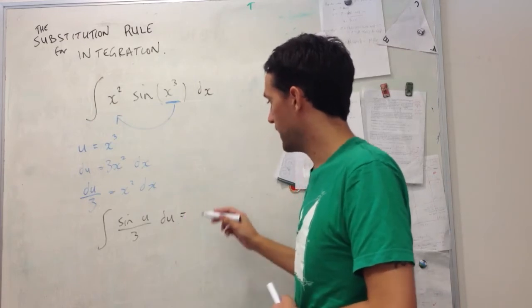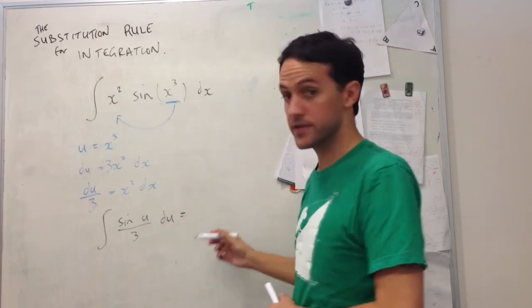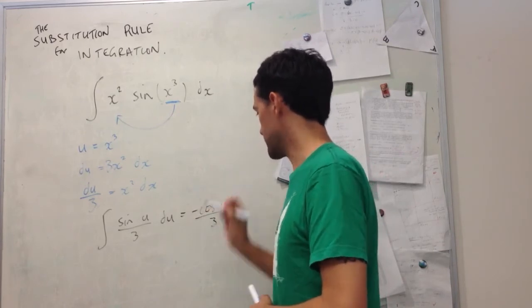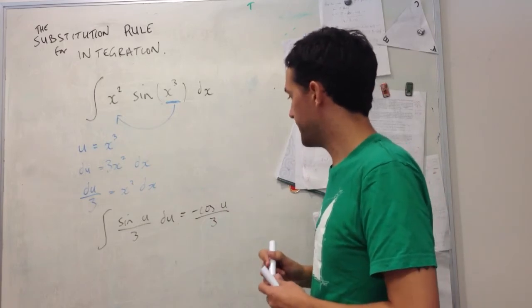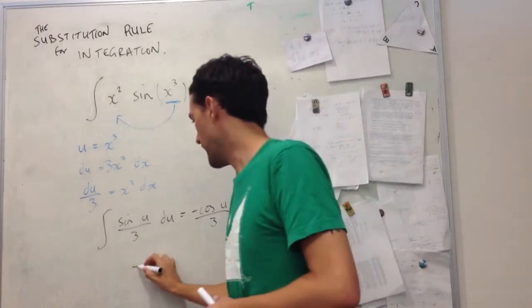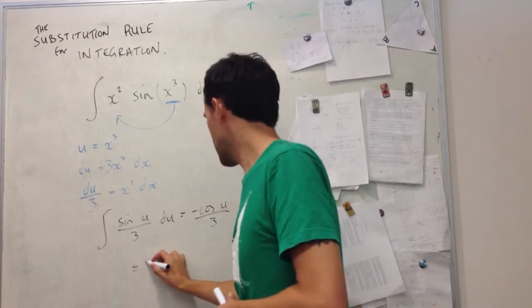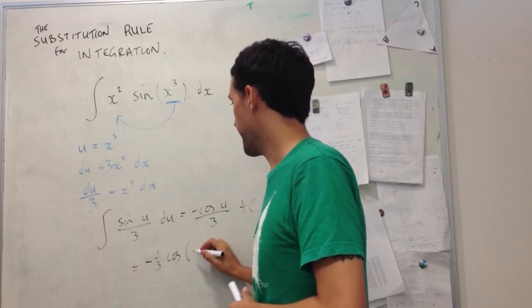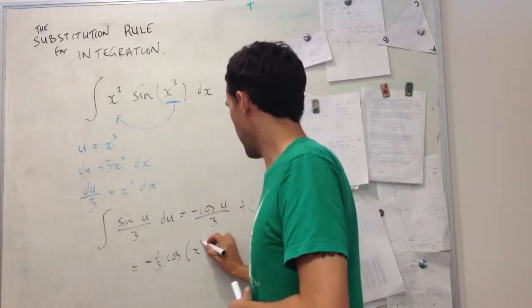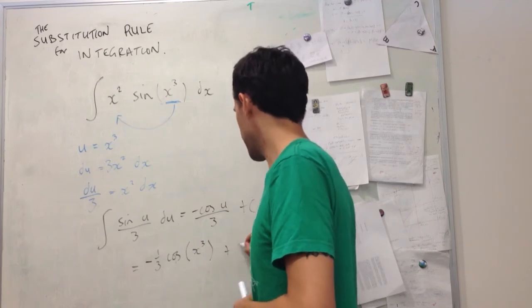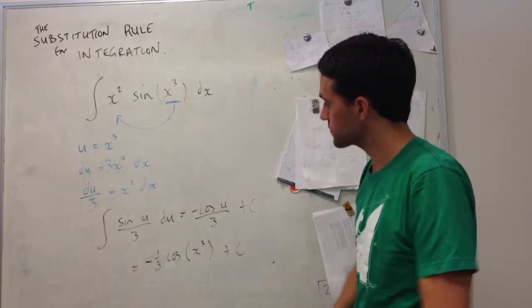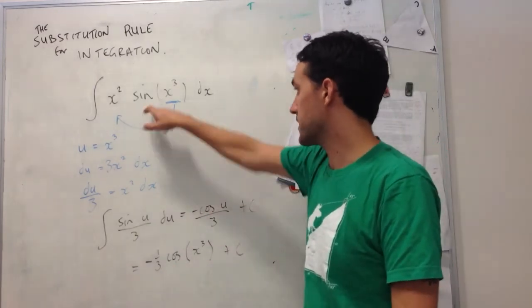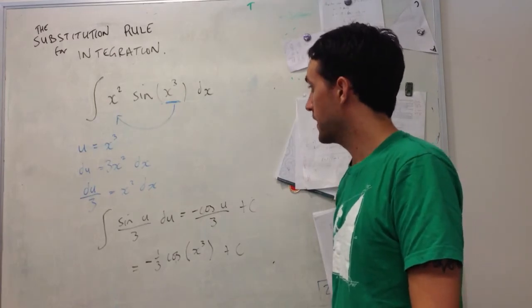And integrating this, the integral of sine of u is just negative cos of u, plus constant of integration. And so I'll have negative a third, if I want, cos of x cubed plus c. And that's my integral. And we can verify that if I differentiated this, then I would get up to here. So it works like that.